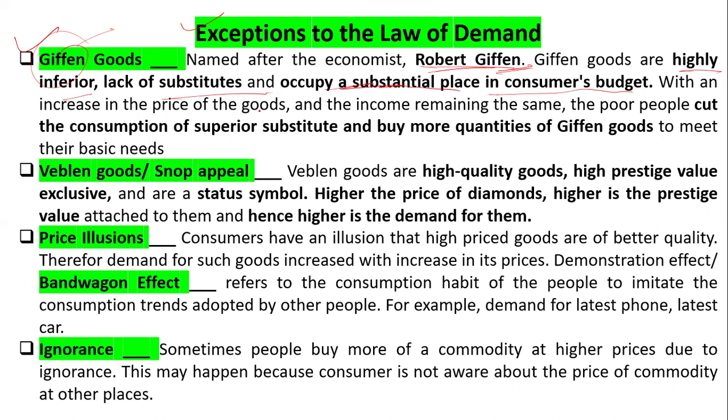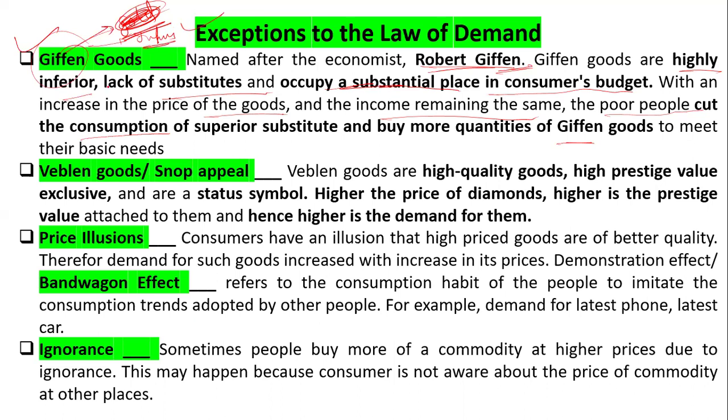With an increase in the price of the good, the income remains the same, so poor people cut the consumption. The best example of a Giffen good is gold. The price of gold is going to increase very steadily, so poor people do not have the capacity to purchase it. They do not have enough money to purchase gold. So what they do is cut the consumption of the superior substitute, and they buy more quantity of the Giffen goods to meet basic needs. Giffen goods are nothing but goods which are inferior. They do not play a vital role in our daily routine life.